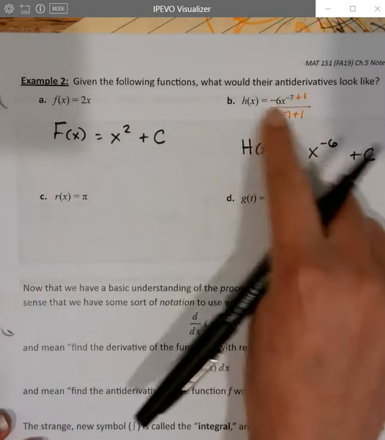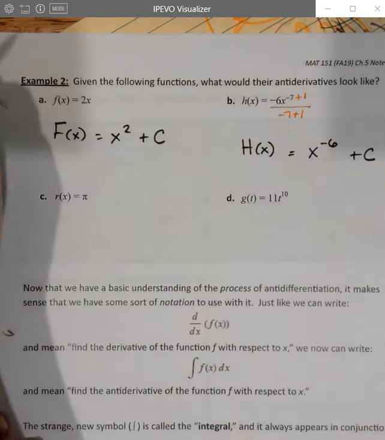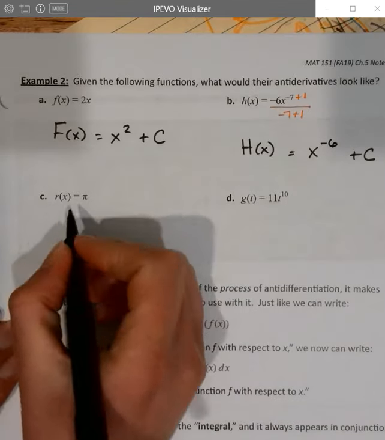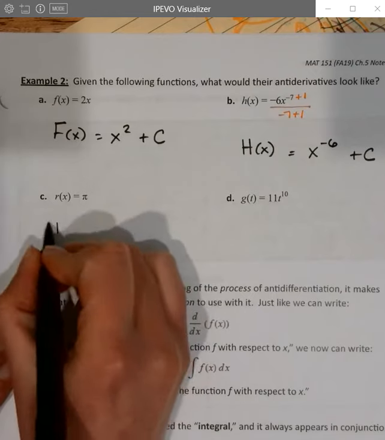Okay, so a little bit of thought behind how I get that, and then we're going to build some rules around that next. Okay, in part C, we have a little r of x function, so I want to find its antiderivative.